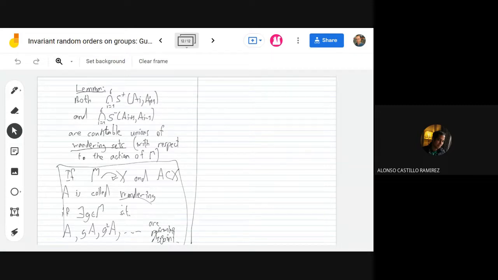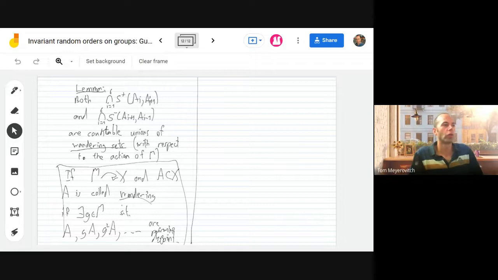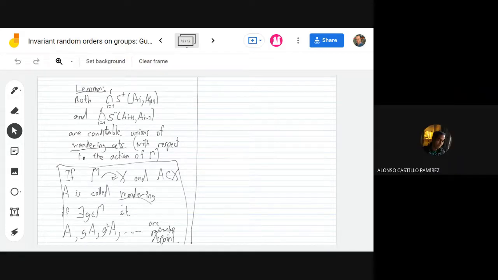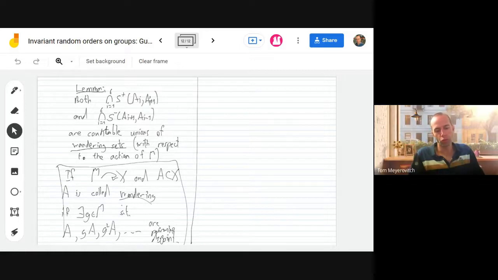So where exactly is the point that is non-amenable? Is it in the wandering sets? Yeah. If your group acts on a compact space, and the compact space does not admit an invariant probability measure, then this shows that the group is non-amenable. It's by one of the definitions.